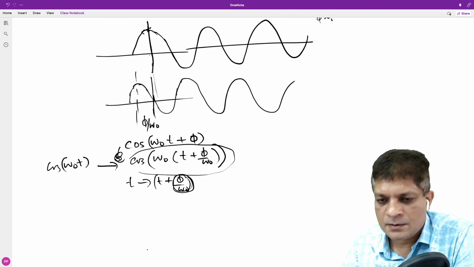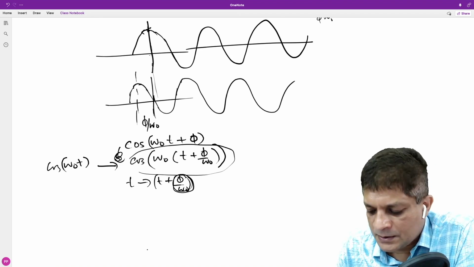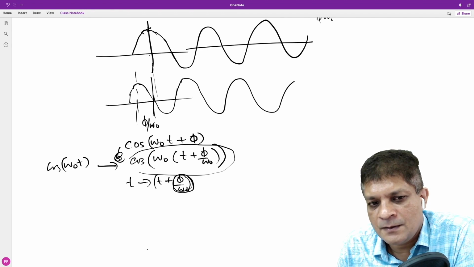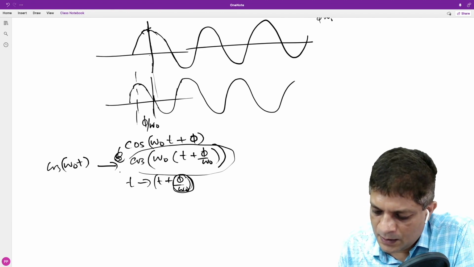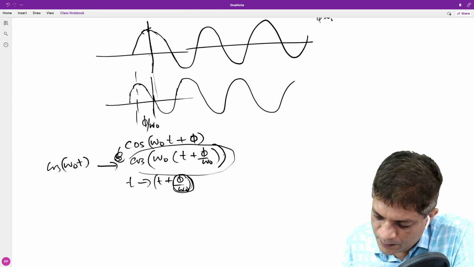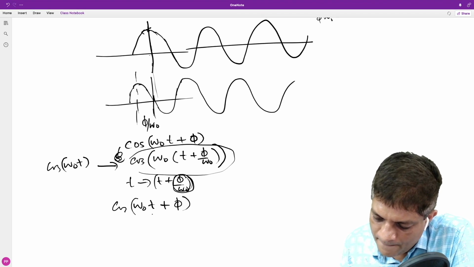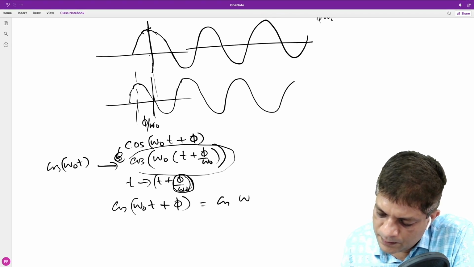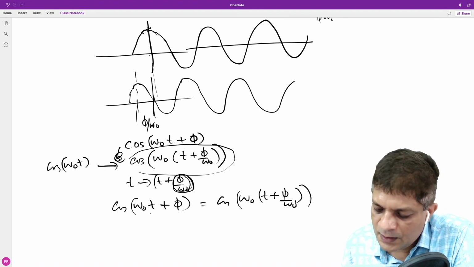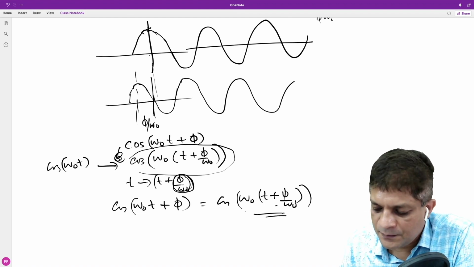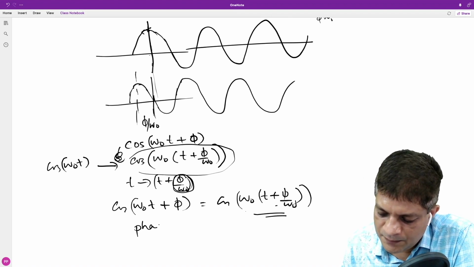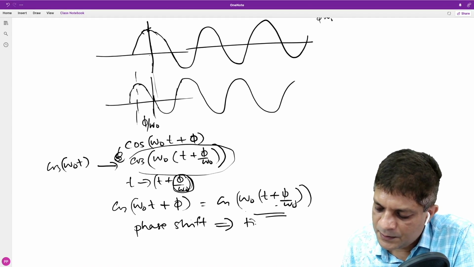Okay, so that's about continuous time, complex exponential and sinusoidal signal. Here, let me explain a few more things. One is cos(omega naught t plus phi) equals cos(omega naught (t plus phi by omega naught)). The meaning is that it is equivalent to a time shift. So we can say that phase shift implies time shift.